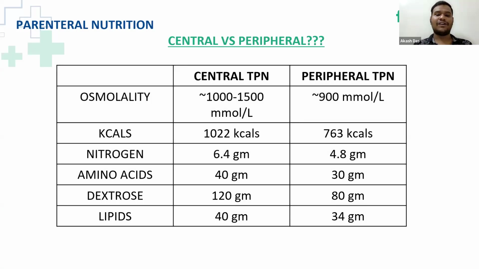So here I have compared 1,000 ml of central TPN with 1,000 ml of peripheral TPN. So these are the differences. You can see central TPN always has a higher osmolality, peripheral TPN has a low osmolality. Calories: every 1,000 ml of central TPN has 1,022 calories and peripheral has only 763 calories. The proteins are 40 grams and this is 30 grams. Dextrose is 120 grams, this is 80 grams. So these are the basic differences between central and peripheral TPN.